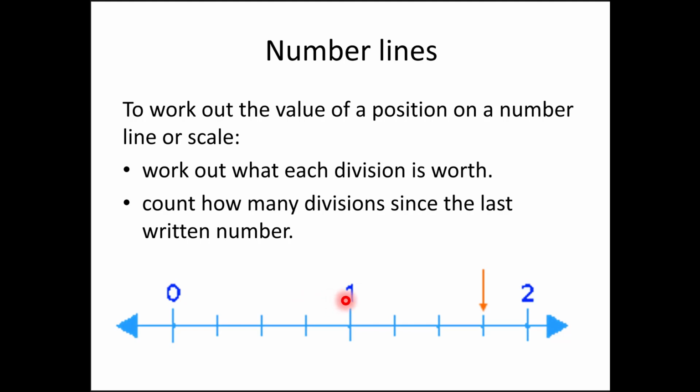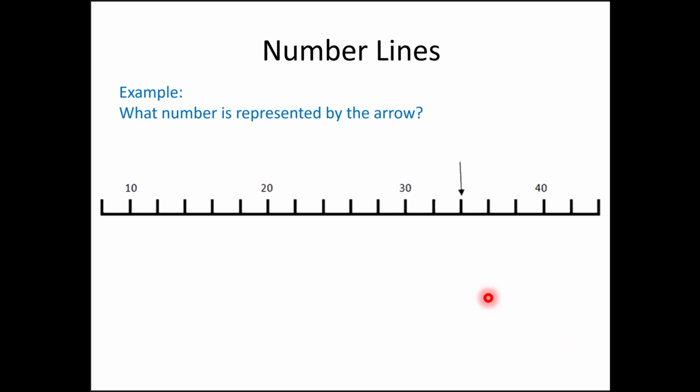Then I can work out what my arrow is because there's 1, 2, 3 spaces after the 1. So it must be 3 lots of that 1 quarter. So it'll be 1, 1 and a quarter, 1 and a half, 1 and 3/4. I could equally, because it's 1 less than the 2, take away what one division's worth, which will come to the same thing. Let's look at 2 examples to make it clear.